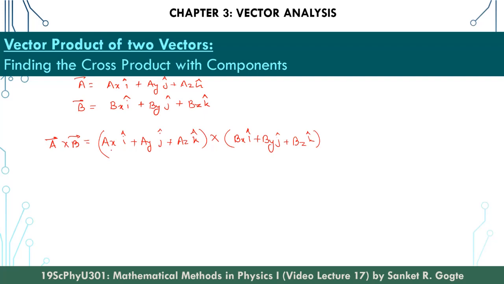3 of the terms will be cross product between the same vectors. Ax bx, I cross I will be 0. Similarly, for this term, j cross j will be 0, and for the last term, k cross k will be 0, and we will have only 6 terms which are non-zero out of the 9 terms that we have after expanding the bracket. Let's find them.